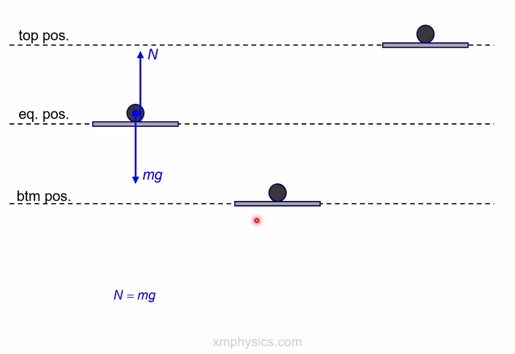Now let me just quickly say that the weight of the sand is not going to change, no matter where you are during the oscillation. So mg is not going to change. The only thing that's going to change will be the normal contact force. Okay, what happens at the bottom position?